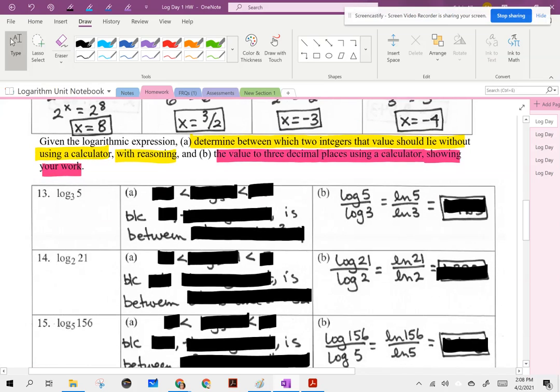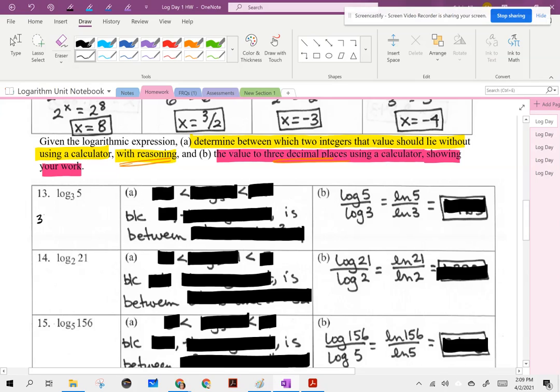So on each of these, 13, 14, and 15, on part A, we're going to figure out which two integers that value should be between without using a calculator and with reasoning. And then on part B, we're going to go to 3 decimal places. All right, so let's go ahead and take a look. So log base 3 of 5, I want you to think about this. This is where you would show your work a little bit.